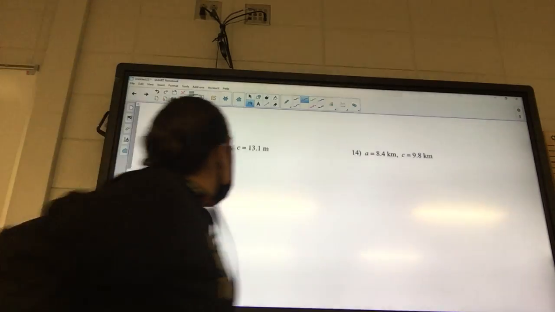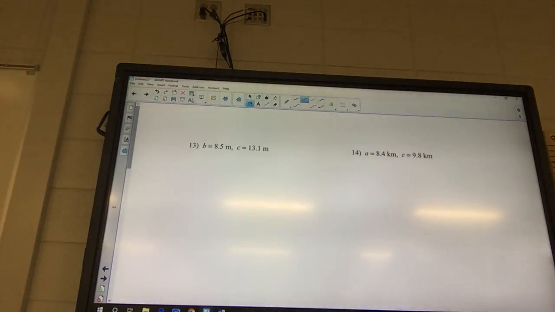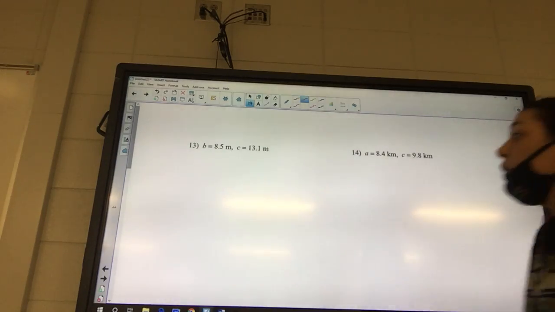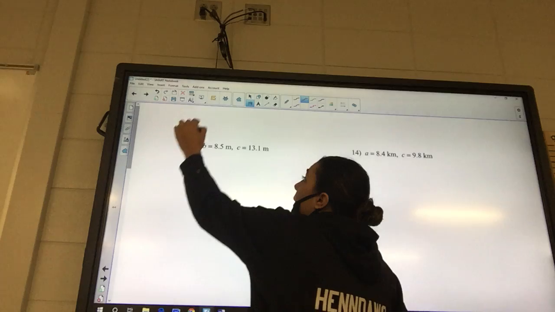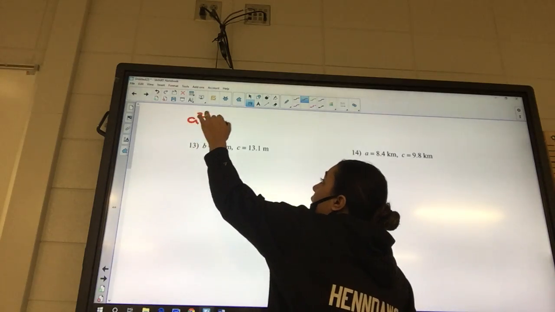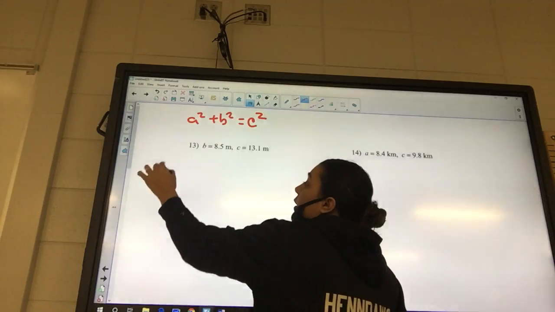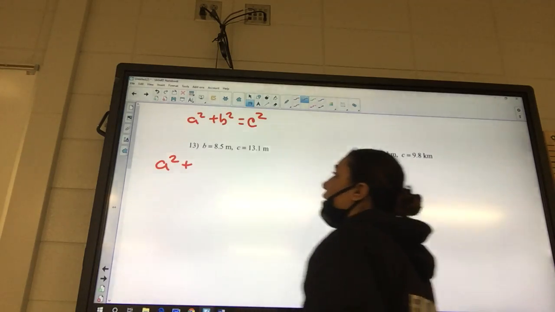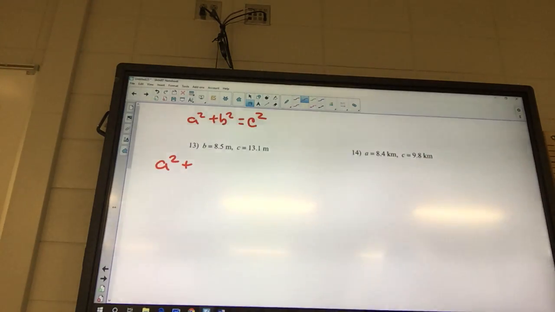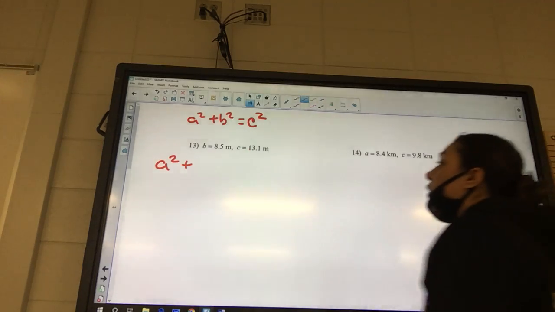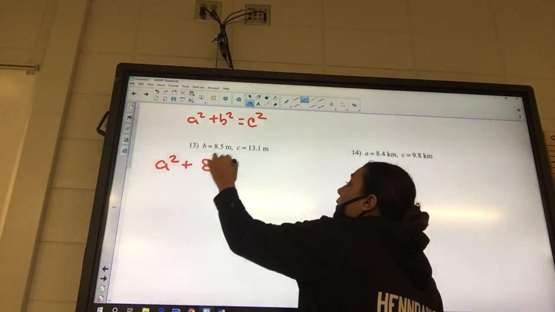Okay, the last one I'm going to do is 13, and that's just because it's a decimal. So it says B equals 8.5, C equals 13.1. Which one are we trying to find? A. We got to find A. So when we do our formula, I'm just going to write it up here again so we can see it. A squared plus B squared equals C squared. Okay, so we don't know A, and it says plus B squared. What is our B? 8.5. So you're going to say 8.5 squared.